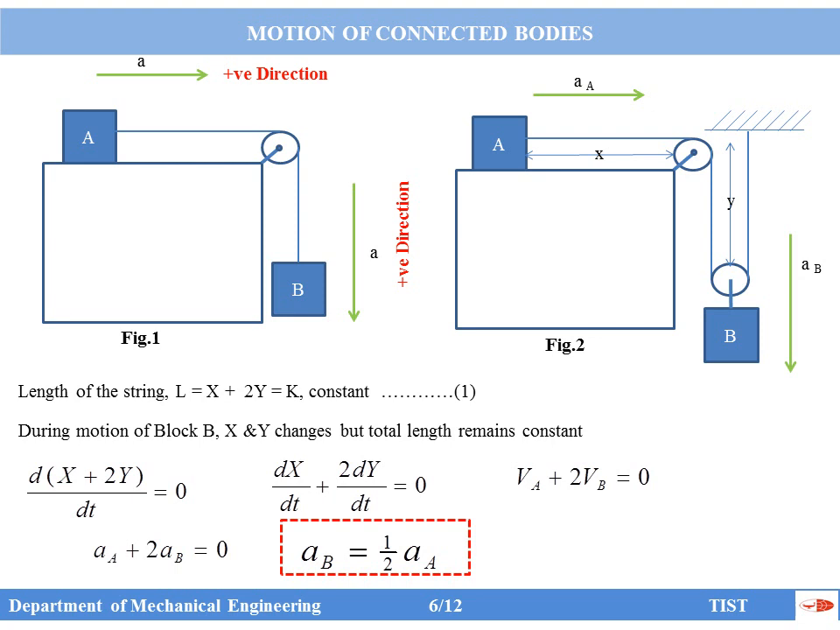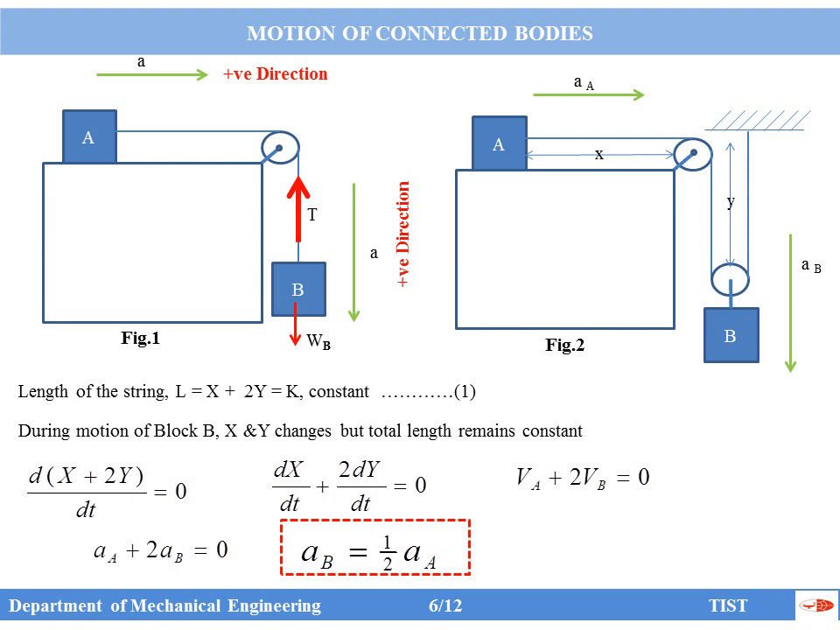Okay, now we will look at the free body diagram. Free body diagram of figure 1 and figure 2. Now look at the free body diagram of figure 1. In block B, the weight WB is in the downward direction, and tension T in the upward direction.